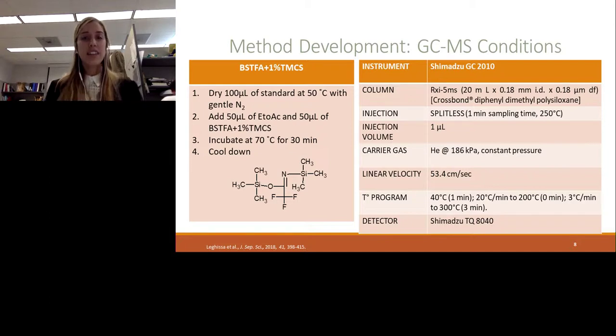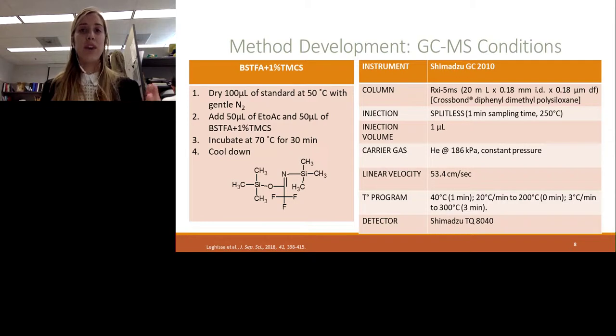So in these slides, these two tables only describe the different types of conditions that I used. The table on the left describes the silylation reaction, as we said earlier. The silylation agent that we decided to use is BSTFA, whose molecular structure is represented at the bottom of the table. And we used 1% TMCS as a catalyst. The procedure is pretty fast and straightforward.